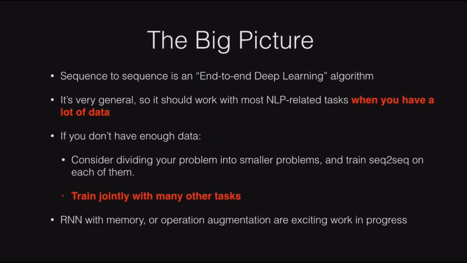But if you don't have enough supervised data, then you consider dividing your problem and training different components. Or you can train jointly in a multitask setting. People also train it jointly with an autoencoder, namely you read the input sentence and then predict the output sentence again. And then you train jointly with all the tasks, and that works as well.